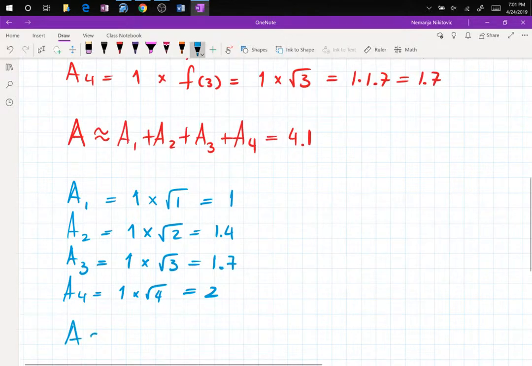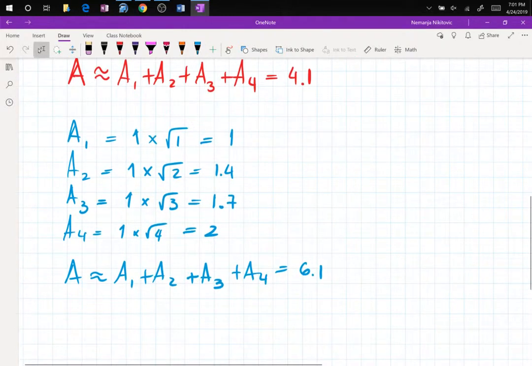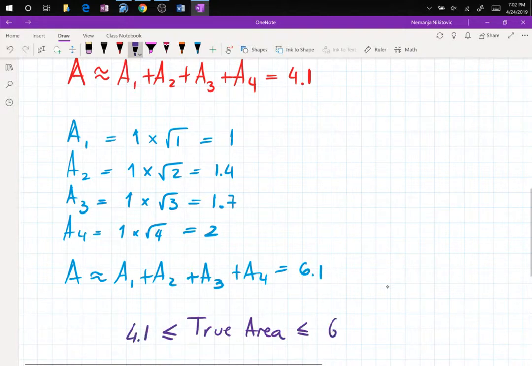So now area is approximated by A1 plus A2 plus A3 plus A4. What happened? 6.5. 6.1. 6.1. Excellent. The true area, the exact area, whatever, is going to be between these two numbers, 4.1 and 6.1.